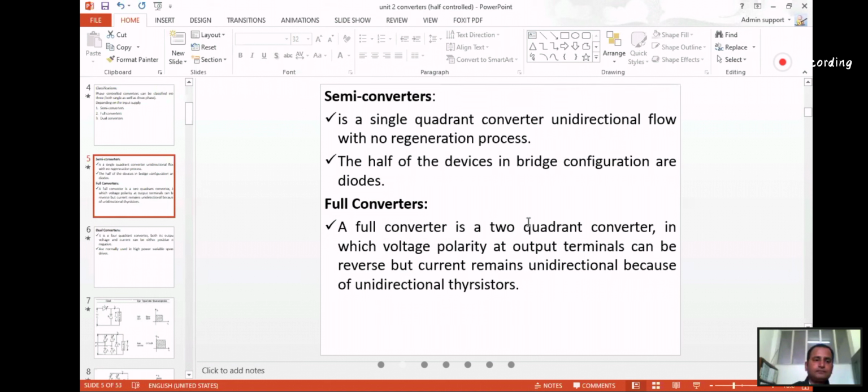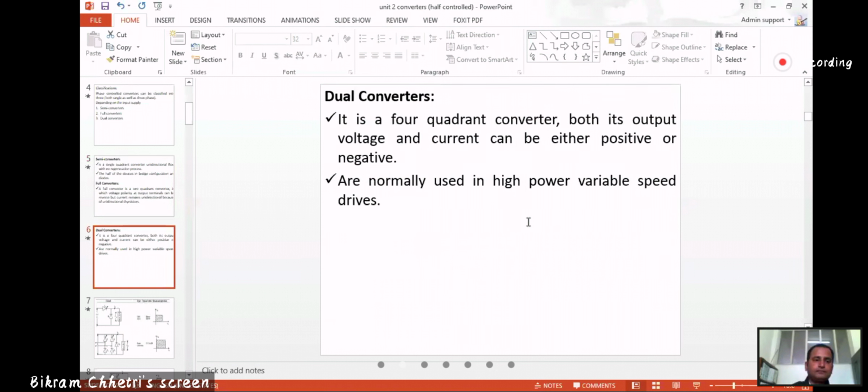The other one is the dual converter. It is a four-quadrant converter, where all the four quadrants are available. This is a four-quadrant converter.